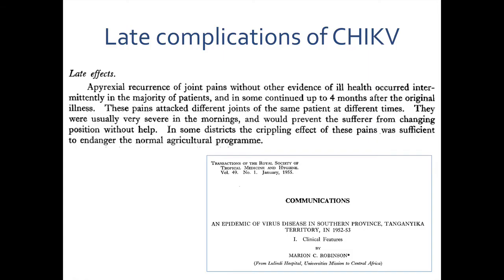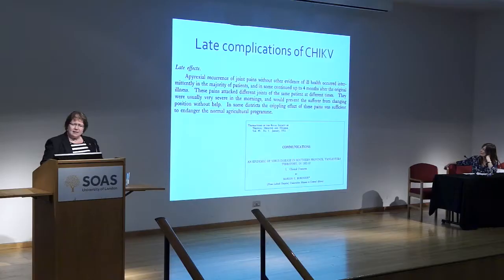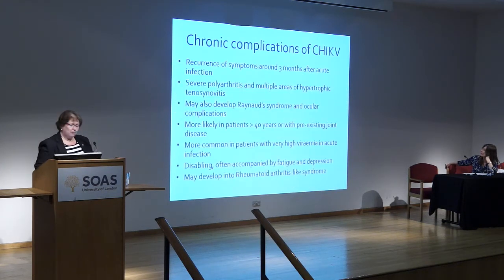So it's the late complications that seem to be the really unpleasant feature of this virus. And this again was described in the early descriptions, saying that the joint pains occurred intermittently and in some cases continued for up to 4 months after the original illness. And in some districts, remember this was when Tanzania was still a colony, the pain was sufficient to endanger the normal agricultural program. So the people were unable to work because of the pain.